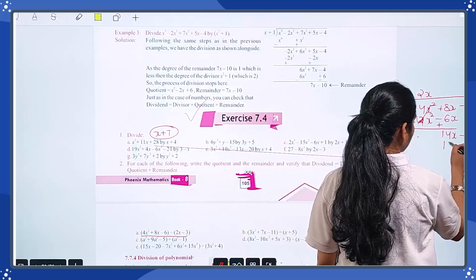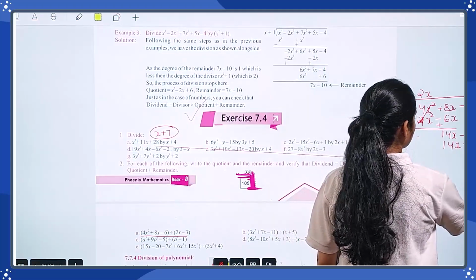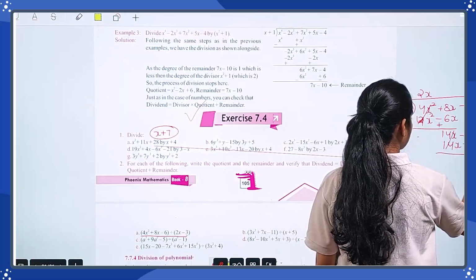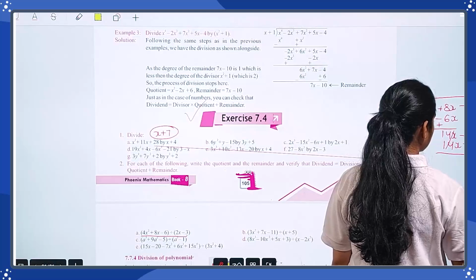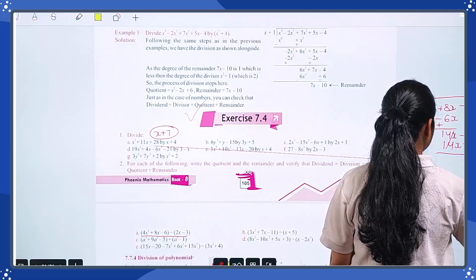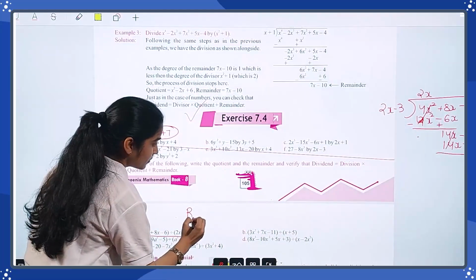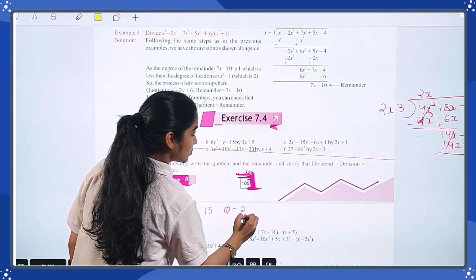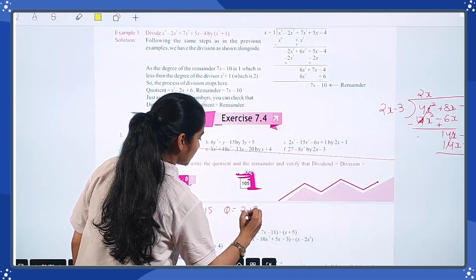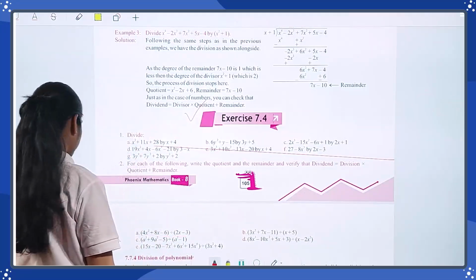So now you have 14x and 7 threes are 21. So you have this plus 21 minus 6. 21 minus 6 is 15. Here is your answer, 15. So in this case you have your remainder 15 and your quotient is 2x plus 7. This is your final answer. I hope, students, this is clear to you.